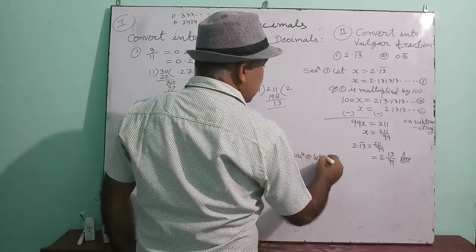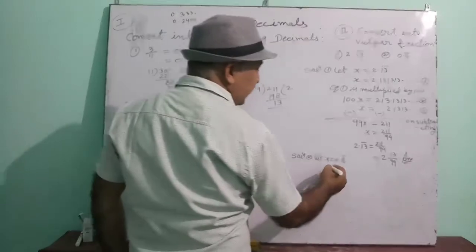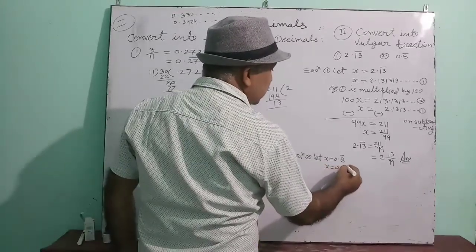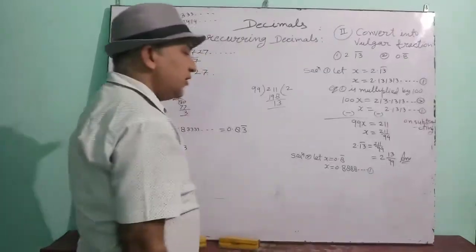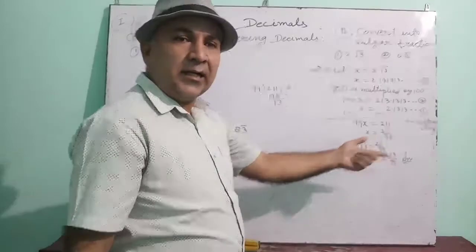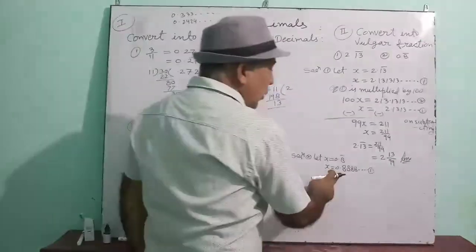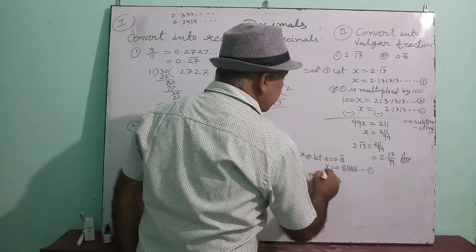The procedure is the same. Suppose x is equal to 0.8 bar. After that, remove the bar. 0.888 and so on. This is equation 1. When the bar is removed, that digit is repeated again and again. Now check, only one digit is repeating, so multiply by 10.